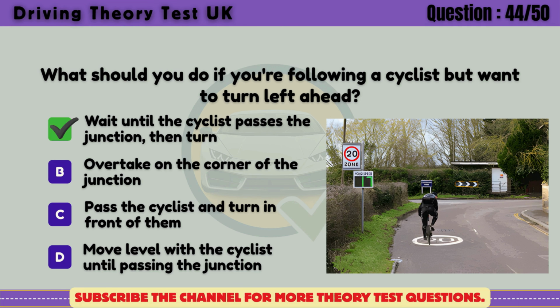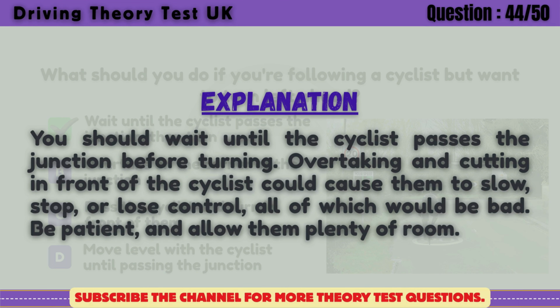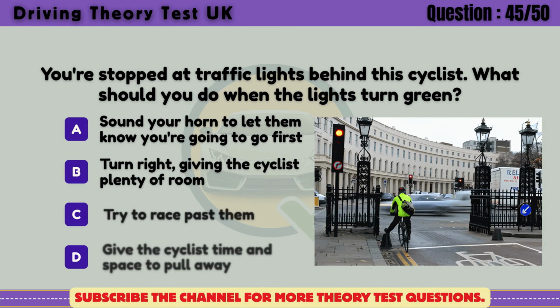Answer is A. Wait until the cyclist passes the junction, then turn. You should wait until the cyclist passes the junction before turning. Overtaking and cutting in front of the cyclist could cause them to slow, stop, or lose control, all of which would be bad. Be patient, and allow them plenty of room. Question 45. You're stopped at traffic lights behind this cyclist. What should you do when the lights turn green?